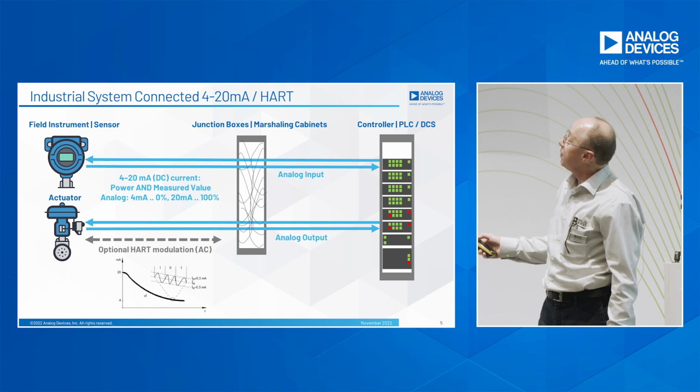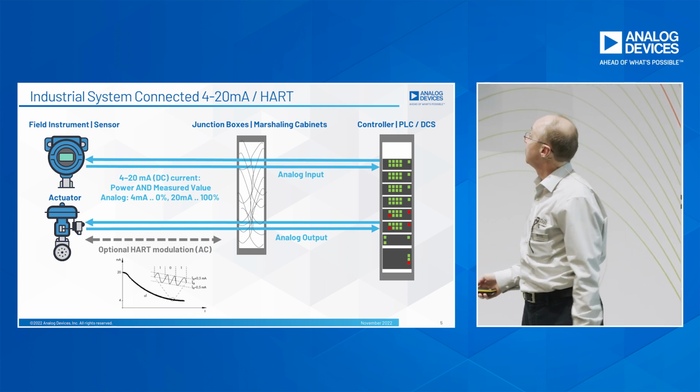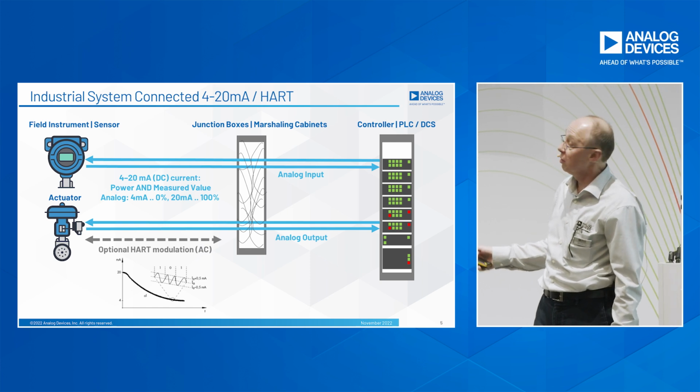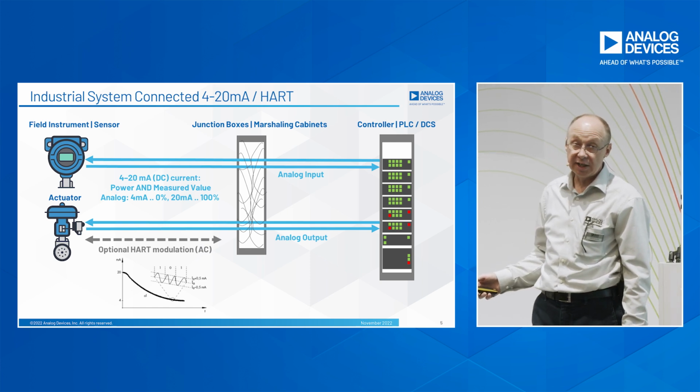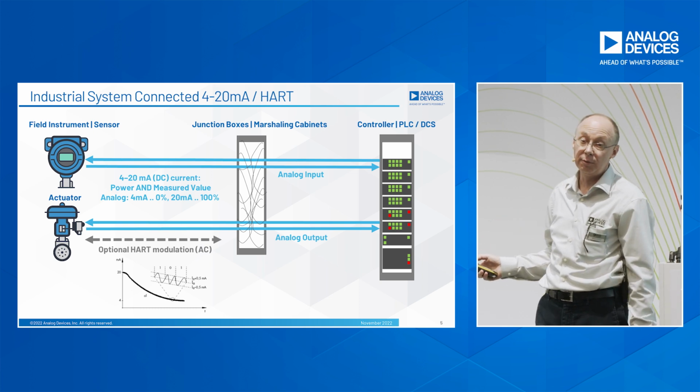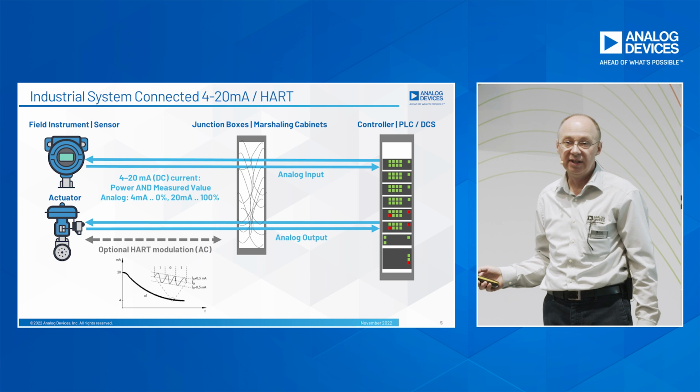And any value in between represents a value that is measured. That's 4 to 20 milliamps. Sometimes on the 4 to 20 milliamp, there is optional HART modulation, which does bring some digital bidirectional information from and out of the sensor.